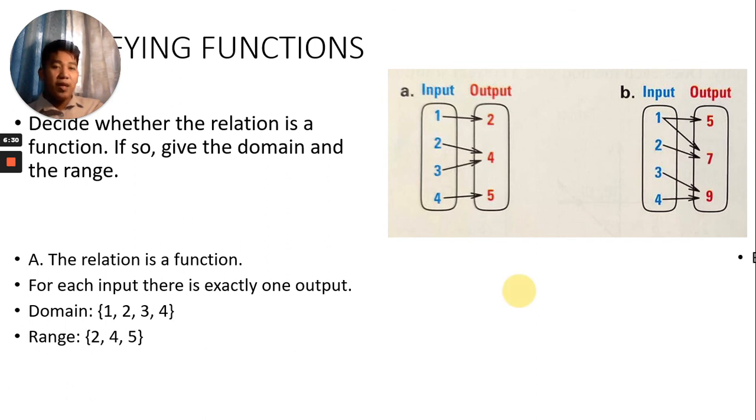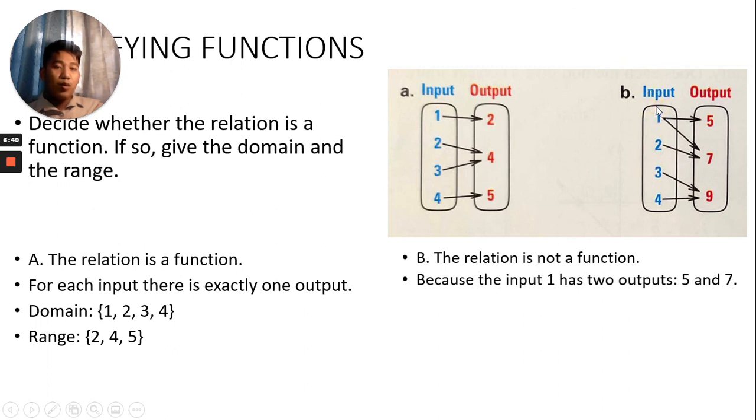How about letter B? It is not a function. Why? Because looking at the input 1, it has two outputs, which are 5 and 7. Therefore, this is not a function. Take note of the condition of a relation that is a function: one element of the domain must be mapped to exactly one element of the range. The domain is 1, 2, 3, 4, and the range is 5, 7, 9.